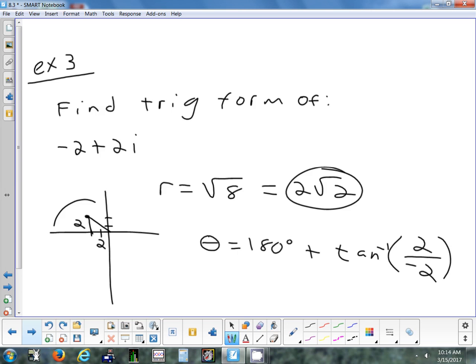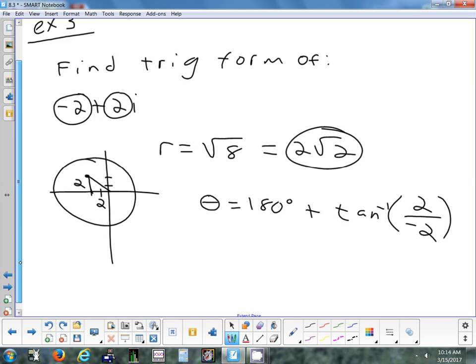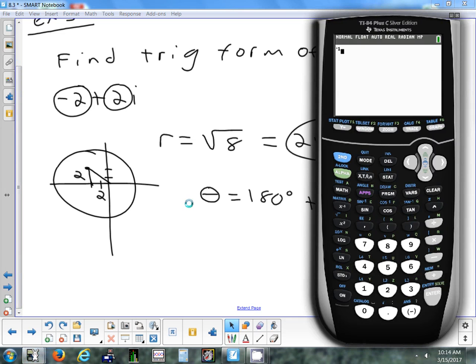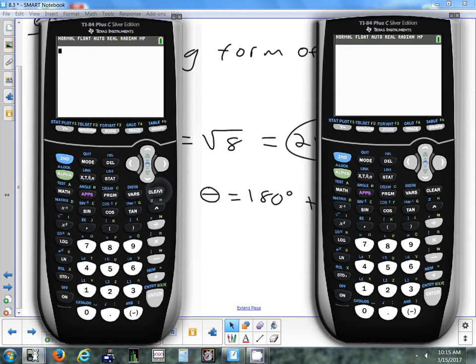Okay, in this diagram, the 2's are distances. I didn't put the negative because it's represented in the image as going left. But when you do y over x, you've got to use the 2 numbers in the coordinate. So that's really the inverse tangent of what number? -1. Yeah, so when I type it in, I'll just do 180 plus inverse tangent of -1.